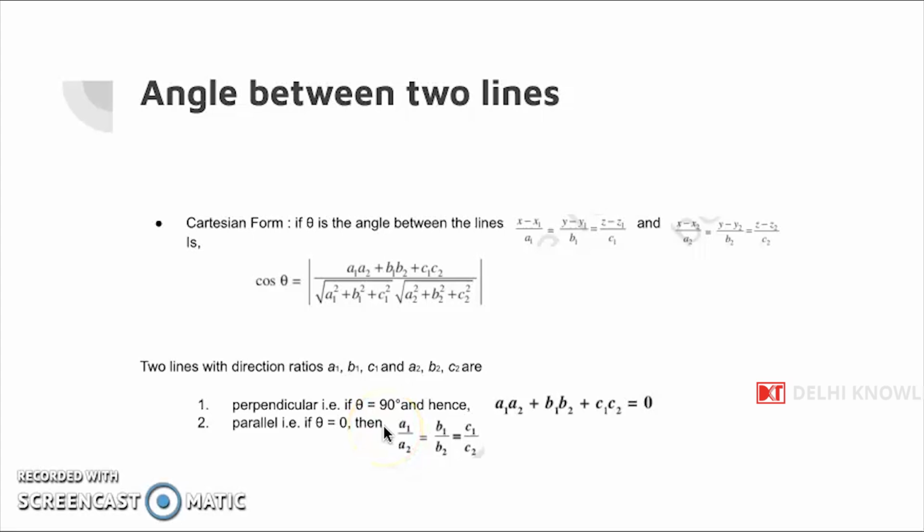In this case also, there are two cases. First is, if the angle between two lines is 90 degrees, that is the lines are perpendicular, then a1 into a2 plus b1 into b2 plus c1 into c2 is equal to 0. And the second case will be, if theta is equal to 0, that is the lines are parallel, then a1 upon a2 is equal to b1 upon b2 is equal to c1 upon c2.